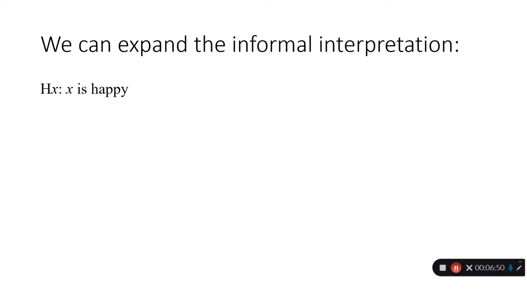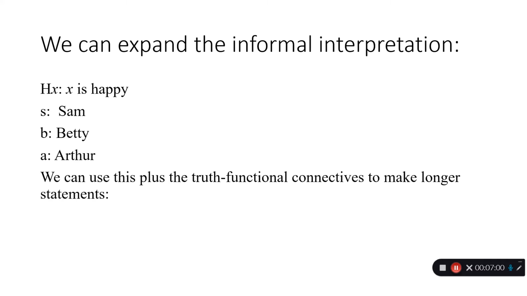We'll keep using H to stand for is happy, but we'll introduce some more people. S for Sam, B will stand for Betty, A will stand for Arthur, and we can use this plus the truth functional connectives to make longer statements. For example, HS and HB and not HA.